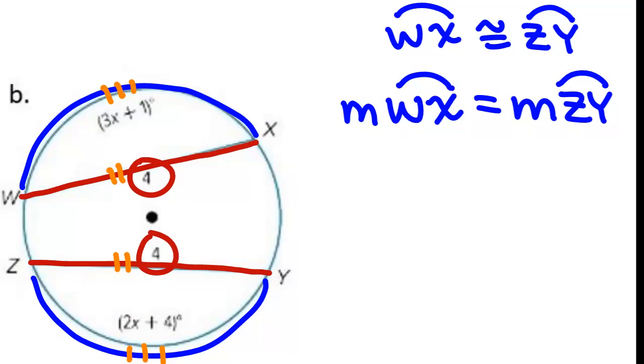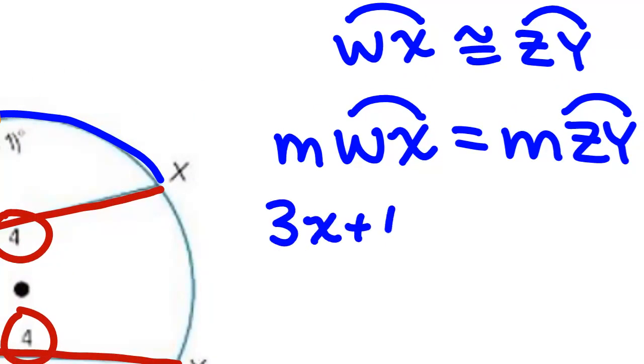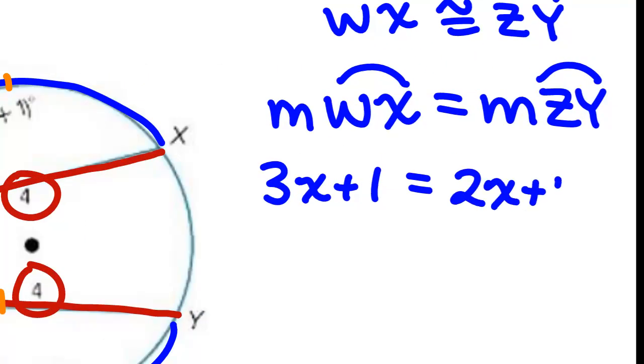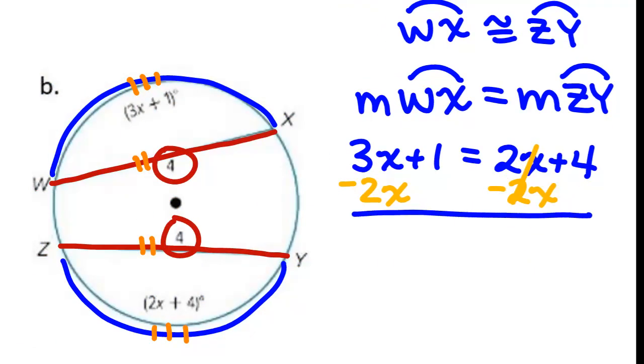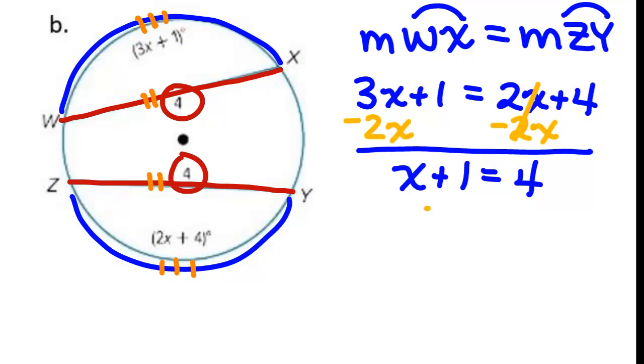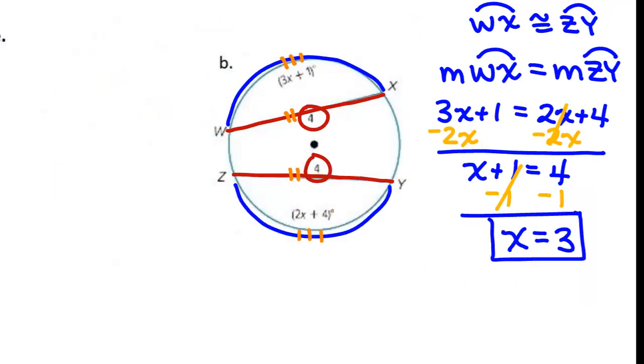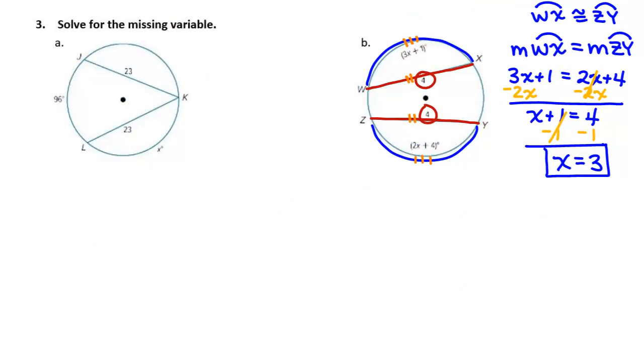Arc WX is 3x plus 1. Arc ZY is 2x plus 4. We're going to get our x's to the same side, so I'm going to minus 2x from both sides. That gives me x plus 1 equals 4. And then I'm going to subtract 1 from both sides. And I get that x is 3. If the chords are congruent, the arcs that they intercept are congruent. If the arcs are congruent, then the chords that are intercepting them are congruent.